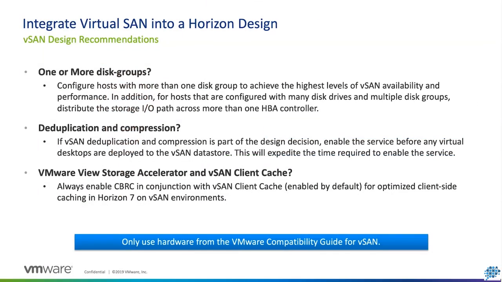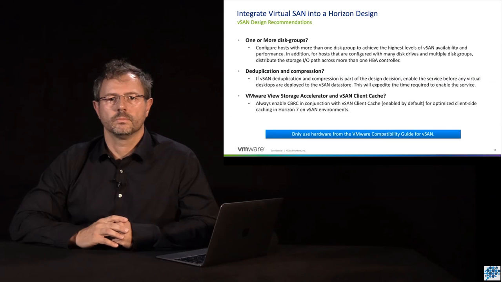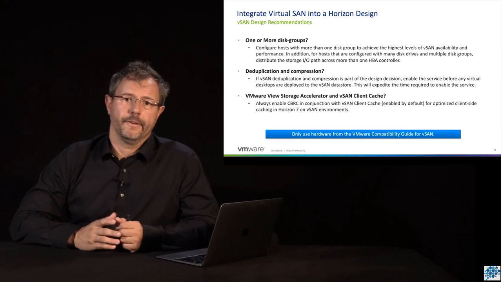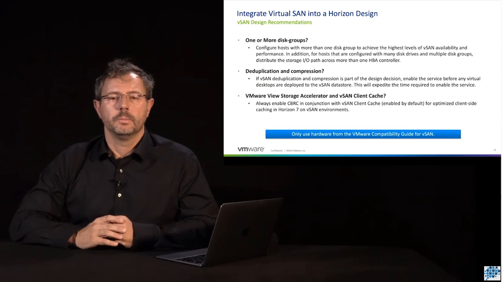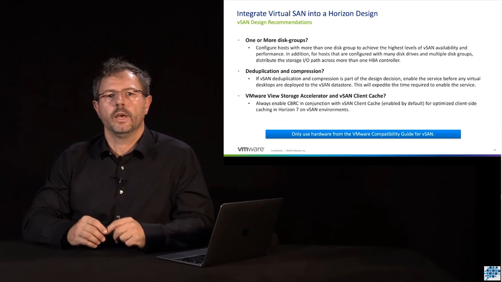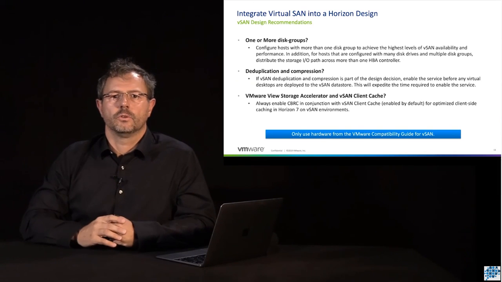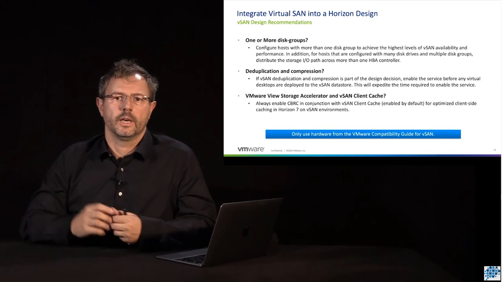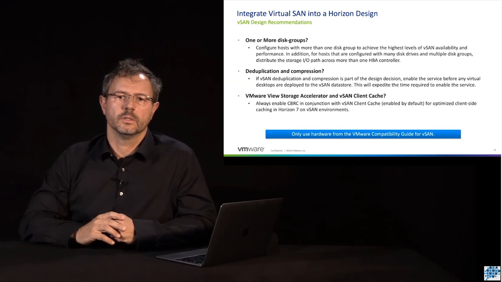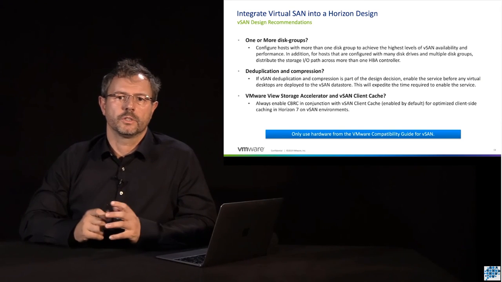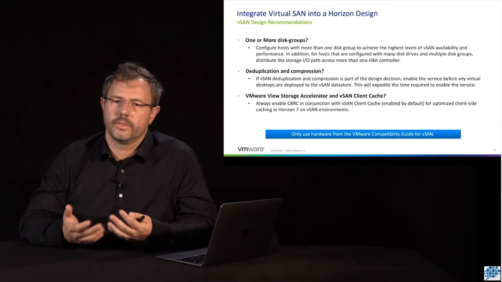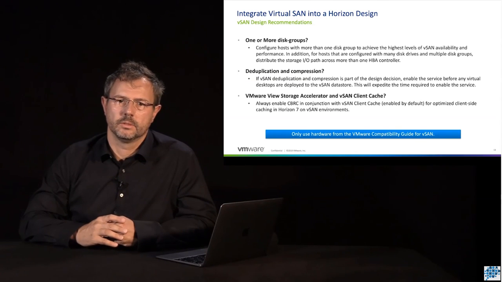Third question, should I use the View Storage Accelerator, also known as CBRC, with the vSAN client cache? Short answer, yes. Why? Because they both work perfectly together, because the View Storage Accelerator is basically a cache in the RAM of your ESXi hosts, and when objects are accessed there, nothing is basically faster than RAM, right?